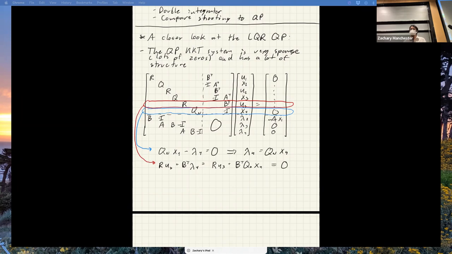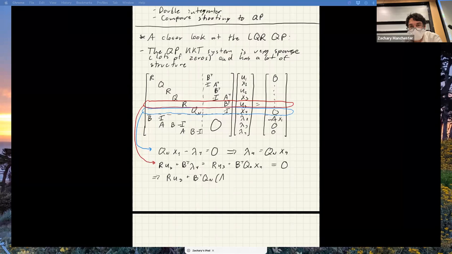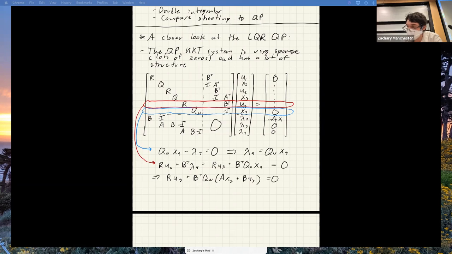Okay. Next move, I'm going to plug in the dynamics for X4. So this is now going to be R U3 plus B transpose Qn, plug in the dynamics constraint, A X3 plus B U3 equals 0. So the move from here to here is plug in dynamics for X4. So far, so good. So that thing has to equal 0.